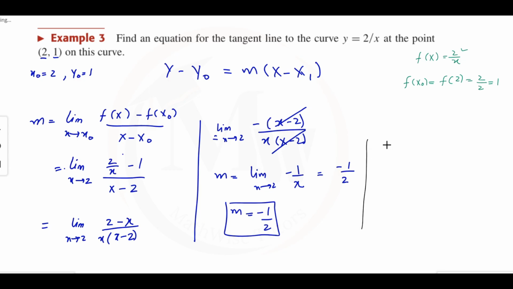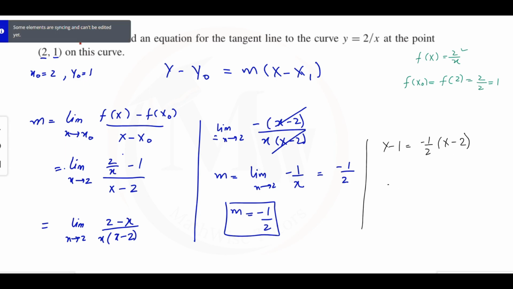So the equation of tangent line using the same formula, y minus y1, which is 1, equals m times minus 1 by 2, x minus x naught, which is 2. And now we need to simplify. Y equals, take 1 on the other side and simplify this: minus 1 by 2 x plus 2 by 2 plus 1, and 2 by 2 will be 1, so 1 plus 1 will be 2. So you have y equals minus 1 by 2 x plus 2. We do not need to simplify it any further. We get the equation.